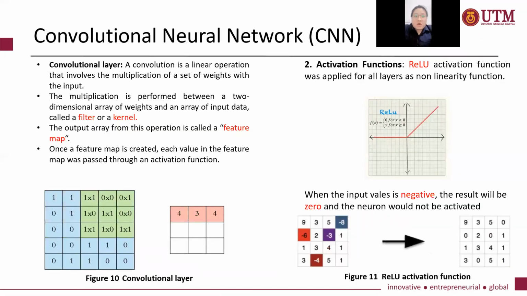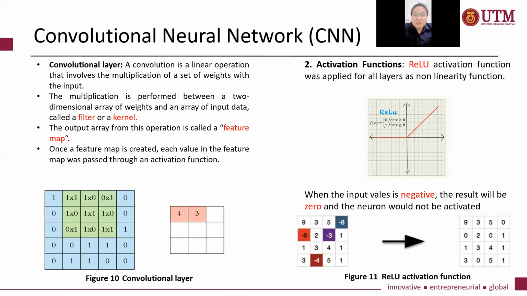Convolution layer. A convolution layer is a layer that does the convolution process, and it is the first layer to extract the features from an input image. According to Figure 10, a convolution is a linear operation that involves the multiplication of a set of weights with an input. The multiplication is performed between a 2-dimensional array of weights and an array of input data called a kernel or filter. The output array from this operation is called a feature map.